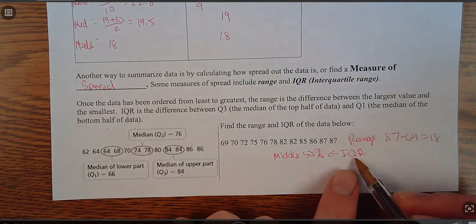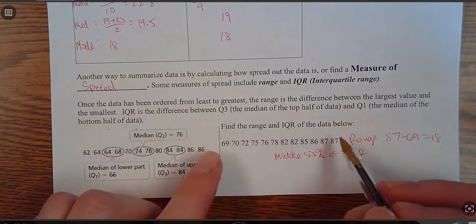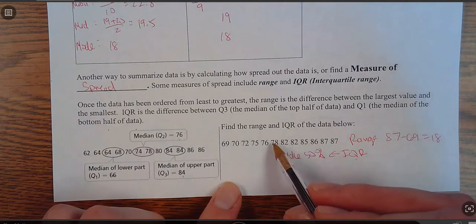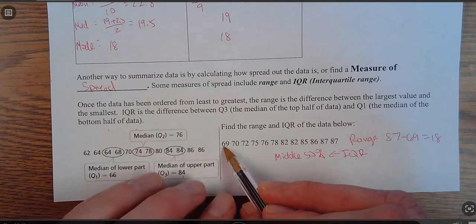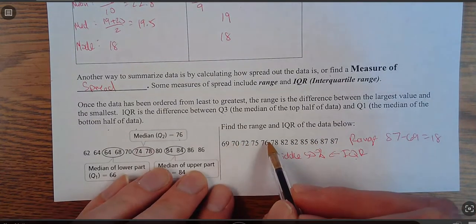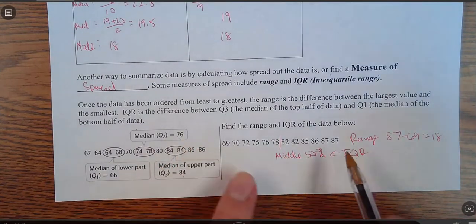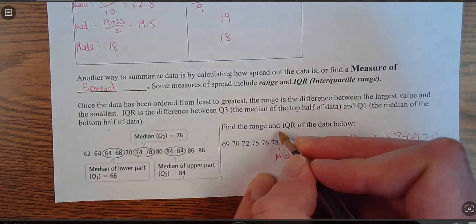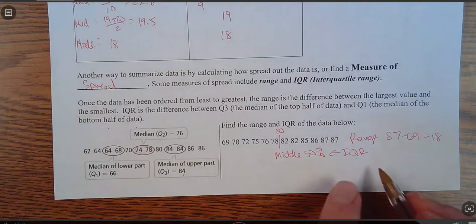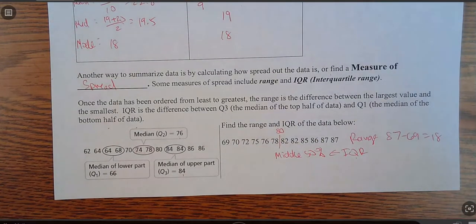So for this, my IQR, now I've got to find my median first. There's 1, 2, 3, 4, 5, 6, 7, 8, 9, 10, 11, 12. So if I go 1, 2, 3, 4, 5, 6, put a line here. So there I split it in half. That means the median would be 80. Not needed to find the IQR, but it's good to know.